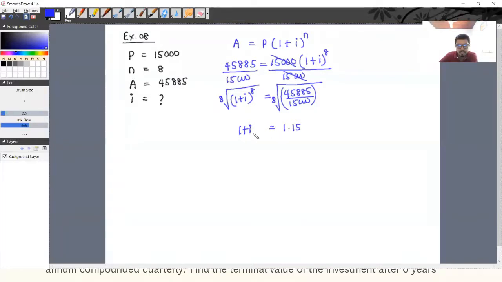1.15. So take this one to the other side, then I equals what? 1.15 minus 1. That is 0.15. It means 15%. I equals 15%.